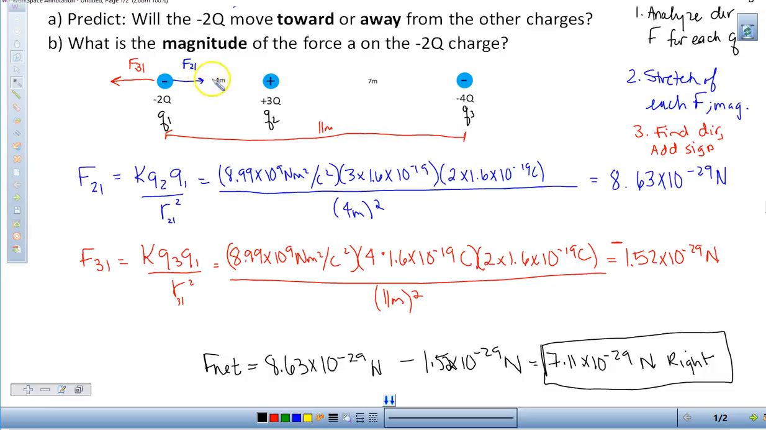So our prediction will be, well, the answer is to the right. That's because this number is bigger, and particularly because it's closer. So the smaller this number is, the bigger this becomes. So even though this is a bigger charge, the fact that this is closer is a more influential part of our force here. So in the end, 7.11 to negative 29 to the right. And that's our net force there.